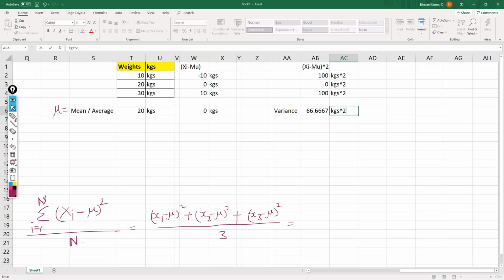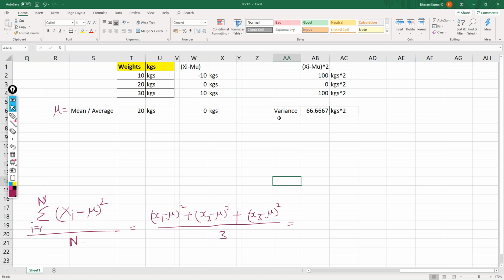and kg square. Now if someone asks you what is the variation among the weights, if you say it is 66 kg square, then people will be confused. Your management people will be like, oh my God, what are you speaking about? It's 10 and 20 and 30 kgs. The maximum difference that I see is 10 kgs. Why on earth are you saying it is 66 kg square? Kg square doesn't make sense.